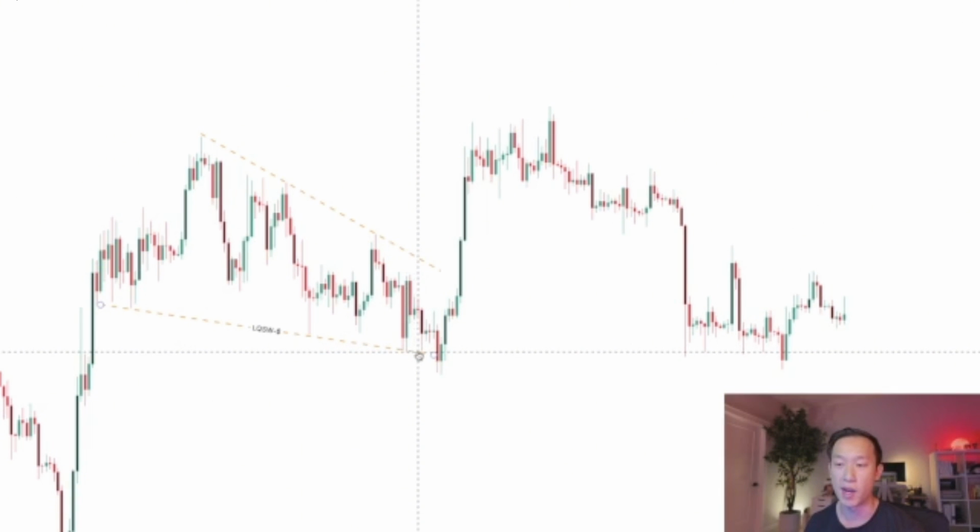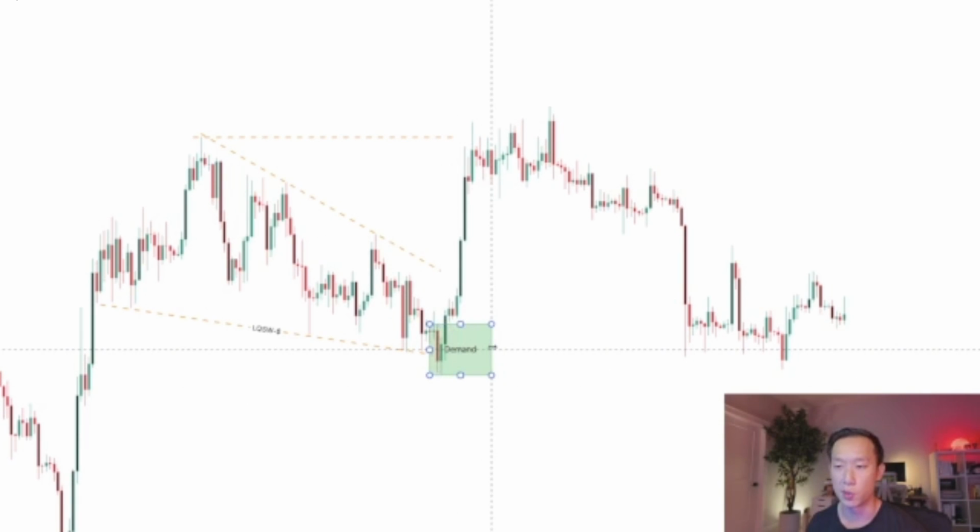And as a retail buyer, right, if price goes below, you're going to take a stop and get stopped out. And in this case, that's exactly what happened. So price briefly dipped below and it swung back, reversed, and it took out this previous high right here. So this is going to be our liquidity sweep.